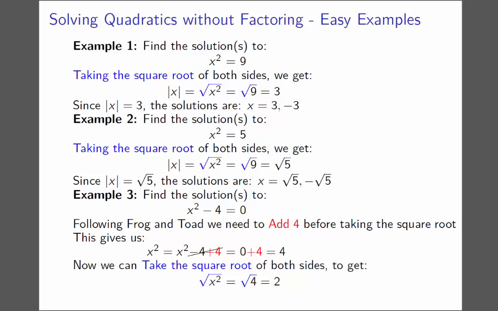And again, the square root of x squared is the absolute value of x. So we have the absolute value of x equals 2, which means the solutions are x equals 2 and x equals negative 2.